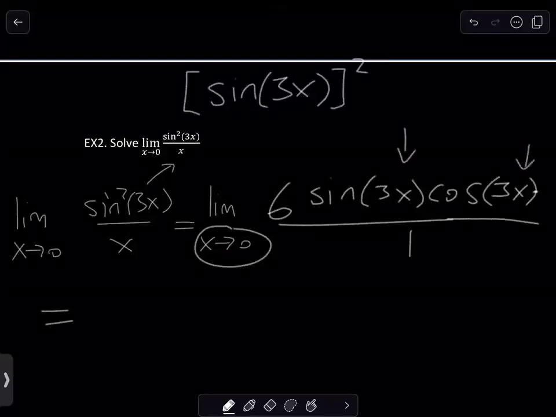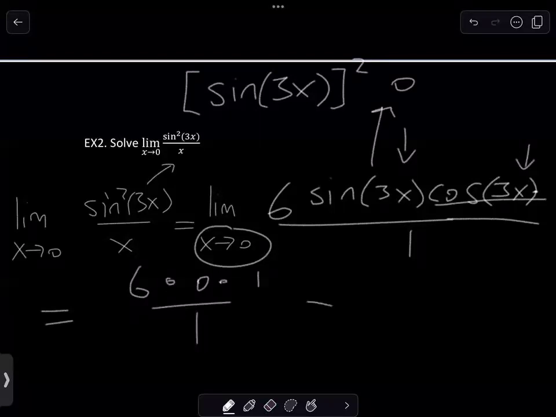Okay, so sine of 3 times 0, this entire term is going to be 0. I don't need to solve anything else because I have 6 times 0. And then if you want to, you can solve cosine. It's going to be cosine of 0, that's going to be 1 over 1. These are multiplication signs, and this entire thing is going to be 0. So a bit anticlimactic, our answer is 0, but that's just how it is.